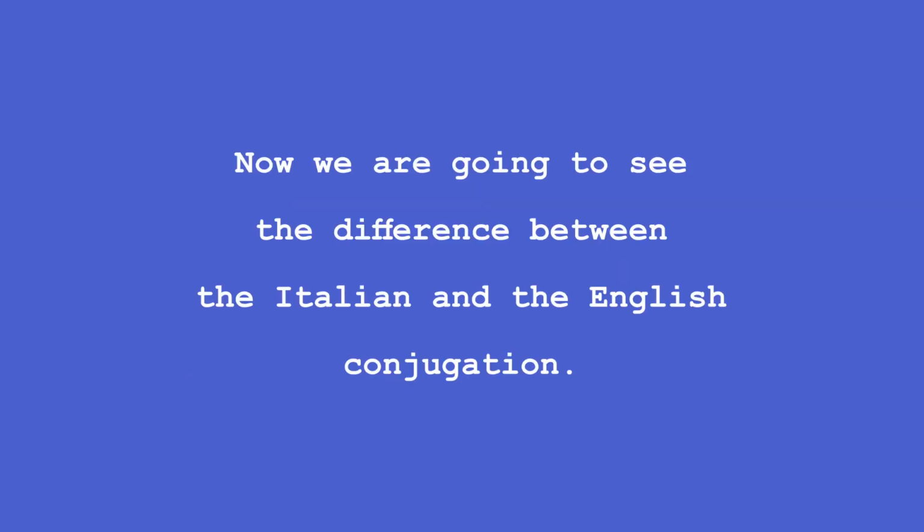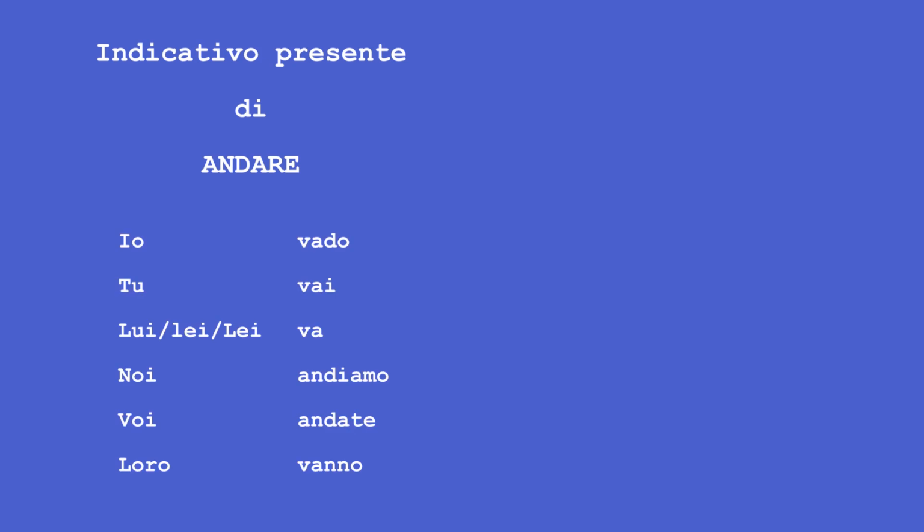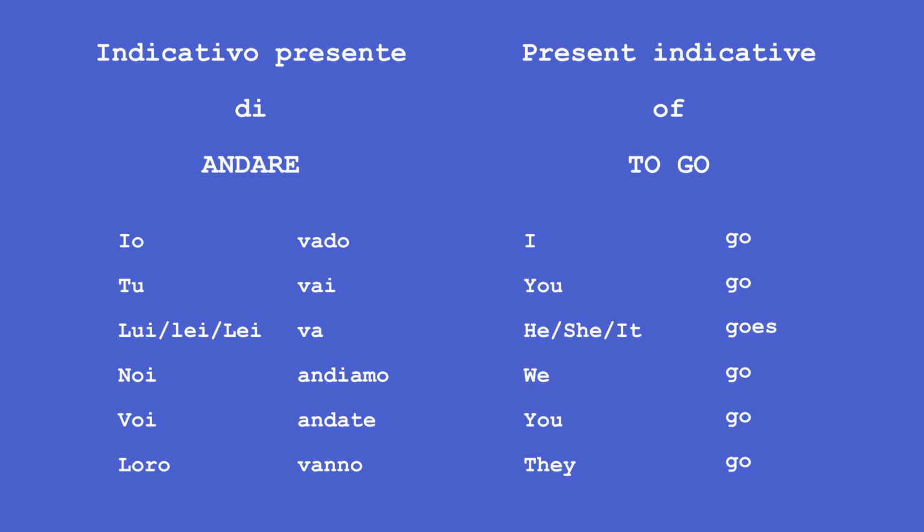Now we are going to see the difference between the Italian and the English conjugation. The following are the respective conjugations of the Italian verb andare and its English equivalent to go. Indicativo presente di andare. Io vado, tu vai, lui va, noi andiamo, voi andate, loro vanno. Present indicative of to go. I go, you go, he goes, we go, you go, they go.